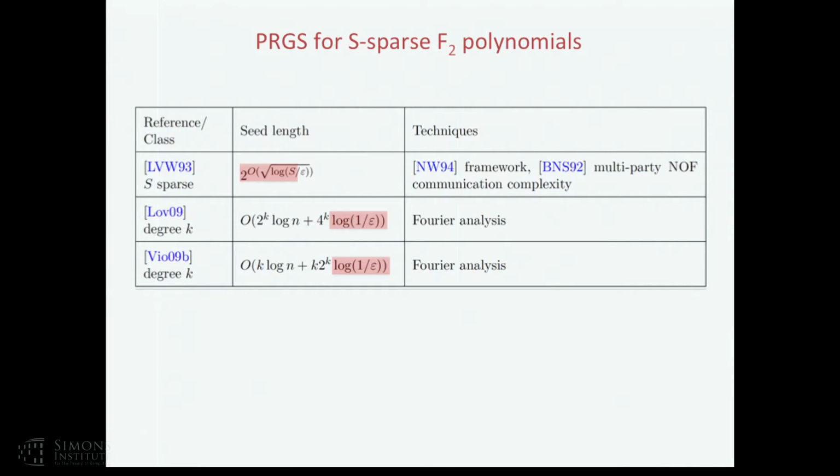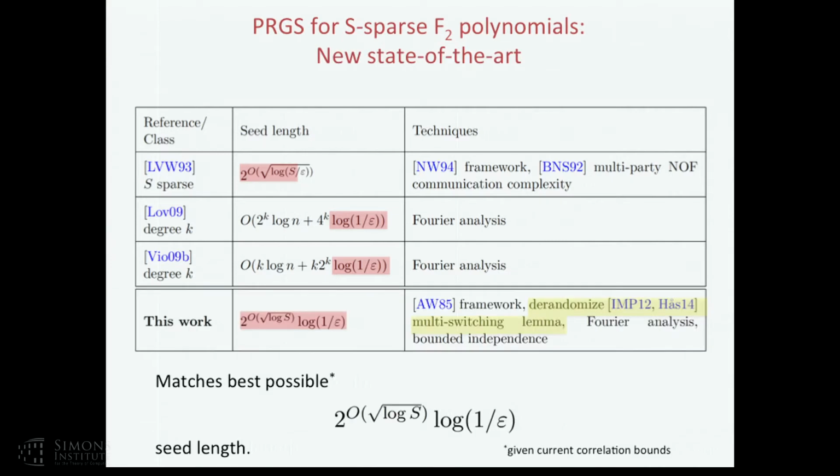There was previous work on a related class, so low degree GF2 polynomials instead of sparse GF2 polynomials, where they were able to get the epsilon in the right place, like a log 1 over epsilon dependence down in the bottom. And what do we do? We put these things together, and we managed to do it right, with this correct dependence on square root log s in the exponent, and log 1 over epsilon, the best possible dependence on epsilon, down in the base.